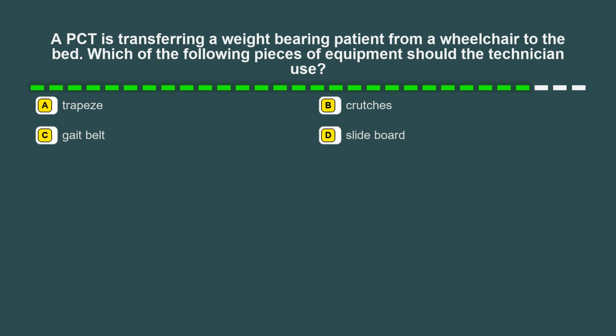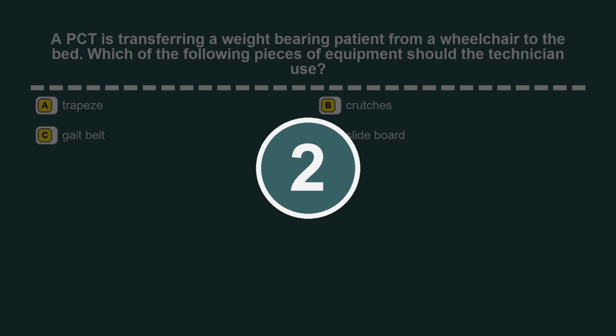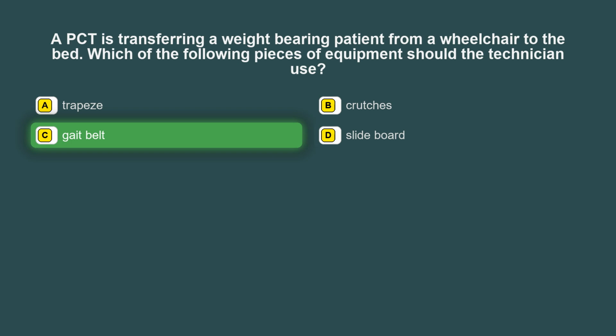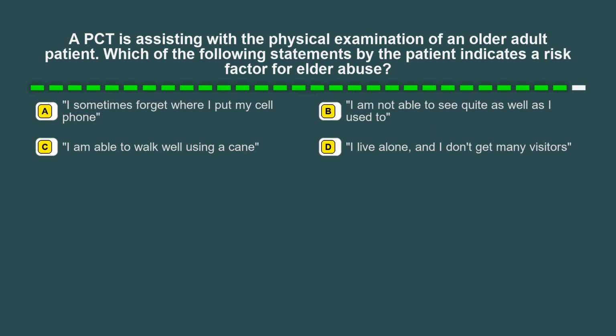Question 73. A PCT is transferring a weight-bearing patient from a wheelchair to the bed. Which of the following pieces of equipment should the technician use? Option A, trapeze. Option B, crutches. Option C, gait belt. Option D, slide board. The correct answer is option C, gait belt.